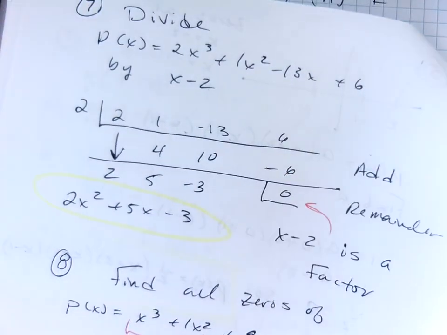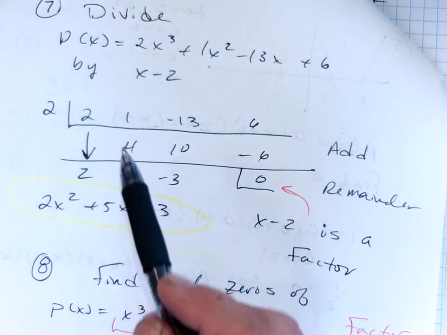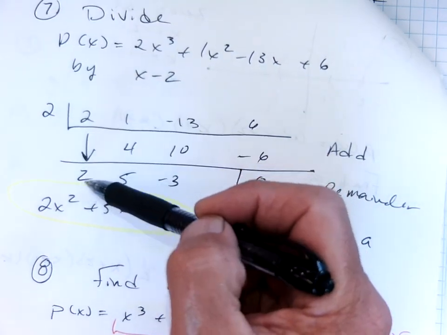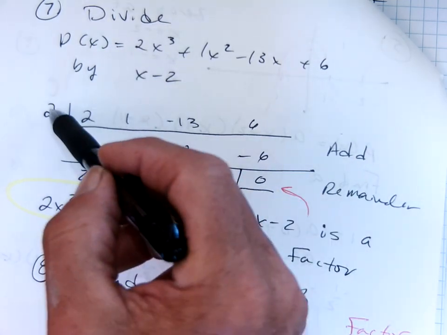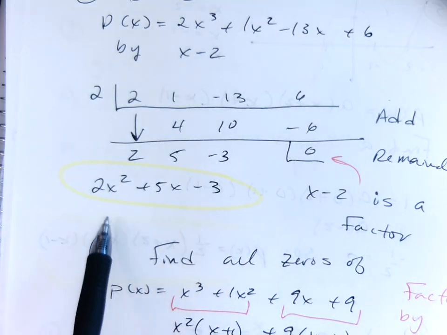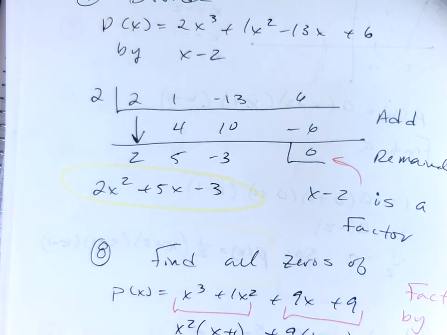I just did synthetic division with 2, 1, negative 13, 6. I brought down the 2, multiplied and got 4, added and got 10, multiplied and added and got negative 3, multiplied and got 0, which is cool because then I know the remainder is 0 and it goes in evenly. So my answer is 2x squared plus 5x minus 3.